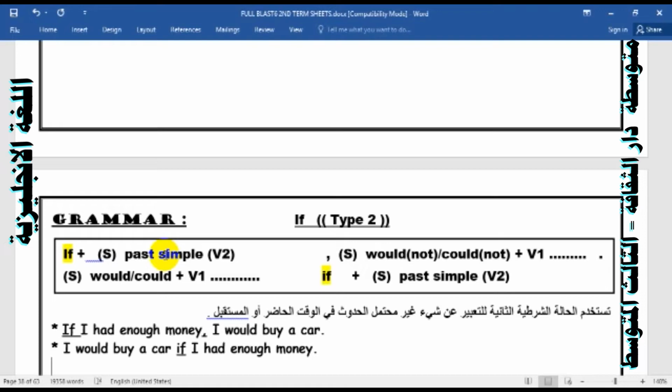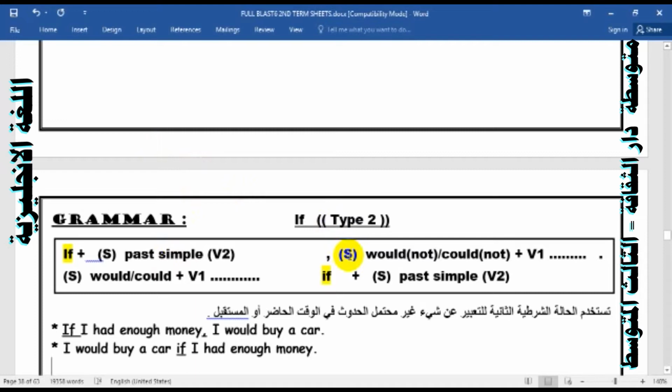The second sentence الجمله الثانيه which is called the main clause اللي هي الجمله الاساسيه. It must be would or could plus verb 1. Start by using the verb. لازم نجيب الاول ايه؟ فاعل.